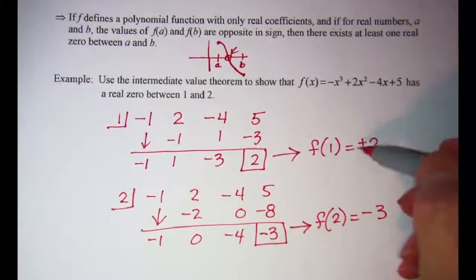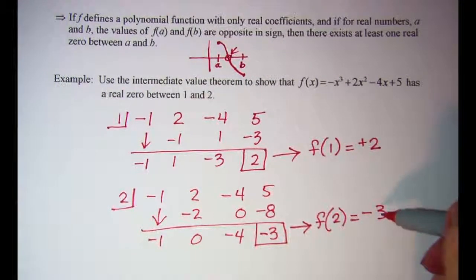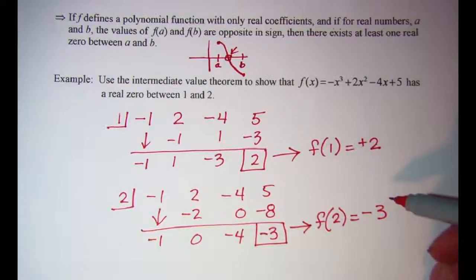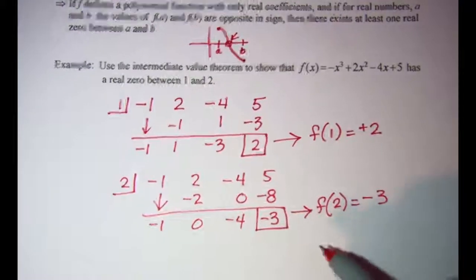Since f of 1 is positive and f of 2 is negative, then that means there is at least one real zero between 1 and 2.